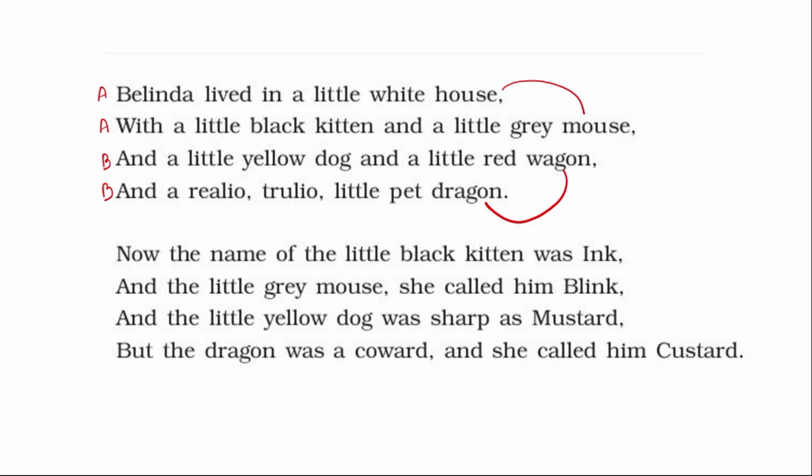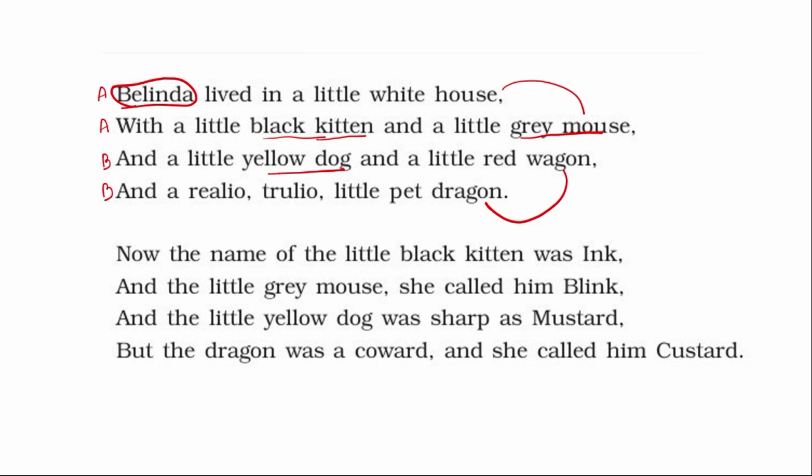Belinda lives in a little white house. So the story is about a girl called Belinda who lives in a little white house with a little black kitten, so a baby cat which is black in color, and a little gray mouse. She also has a little yellow dog. So she also owns a yellow dog and a little red wagon. So wagon is like a toy that is used to transport things. It looks like a wheelbarrow.